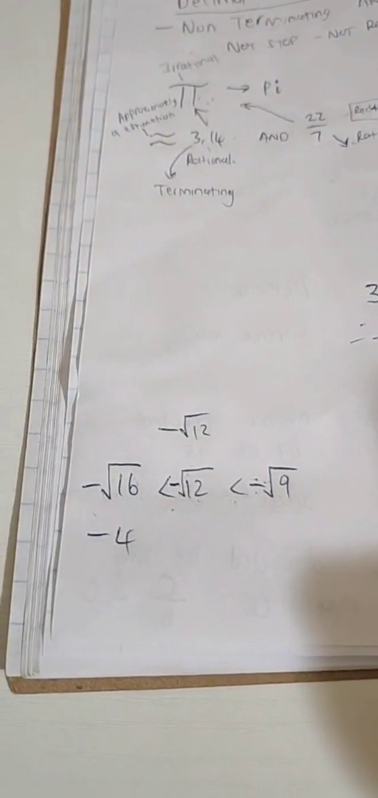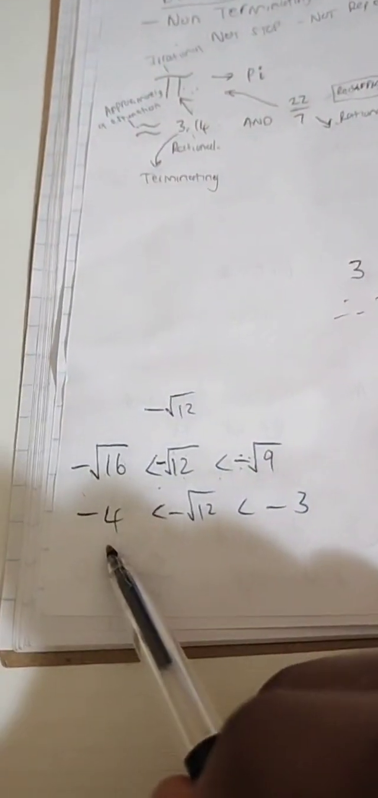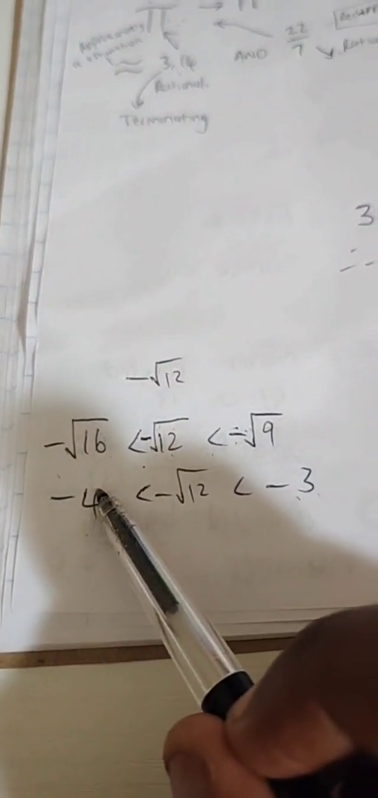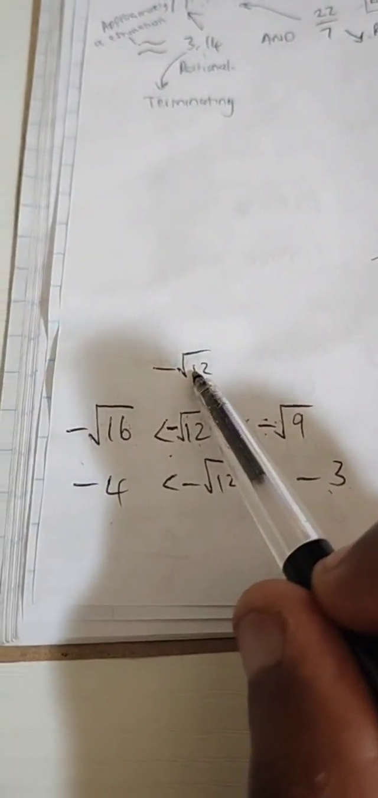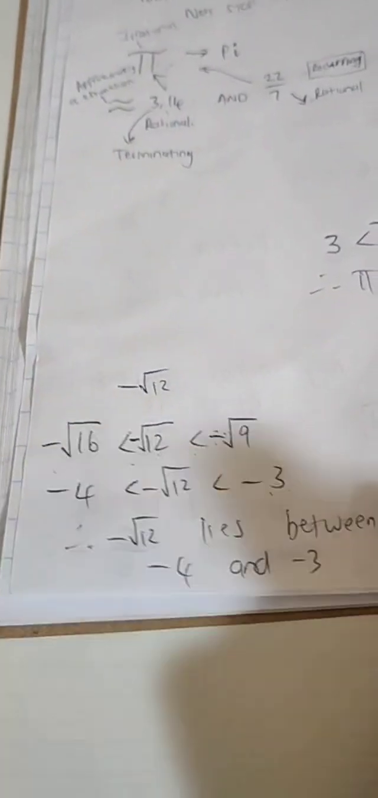What is the square root of 16? It's 4, but it's negative. Remember, what you are putting on is a negative square root, so you only put it on after. This is the negative square root of 16, whereas this is the negative 3. And remember, negative 4 comes before negative 3. This is very small, this one is bigger. Hence, you must be careful when dealing with negatives. Then you can conclude, therefore, the negative square root of 12 lies between negative 4 and negative 3, in that order. So let's be careful there.